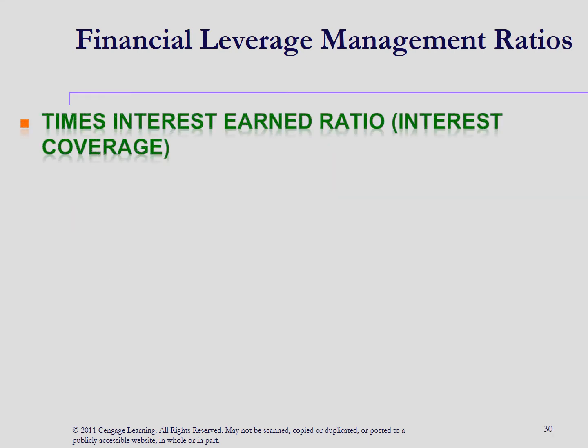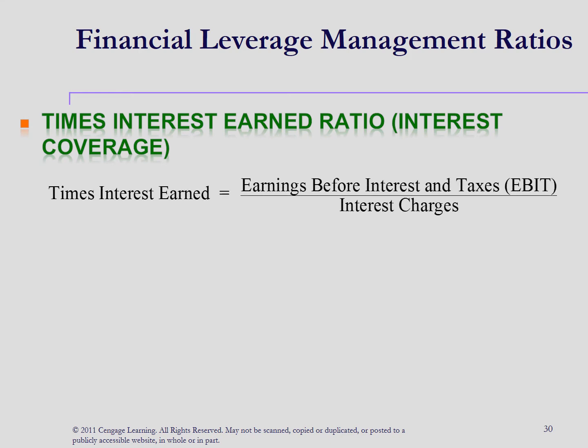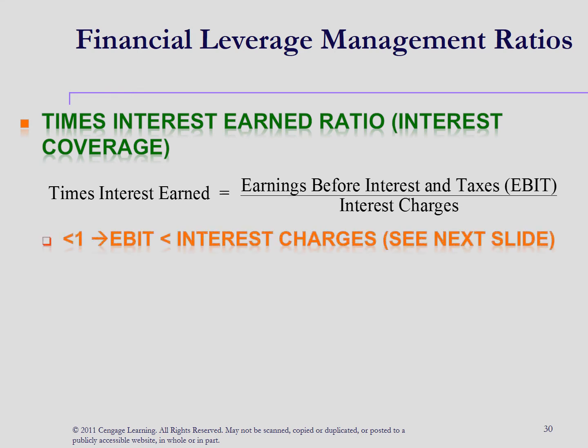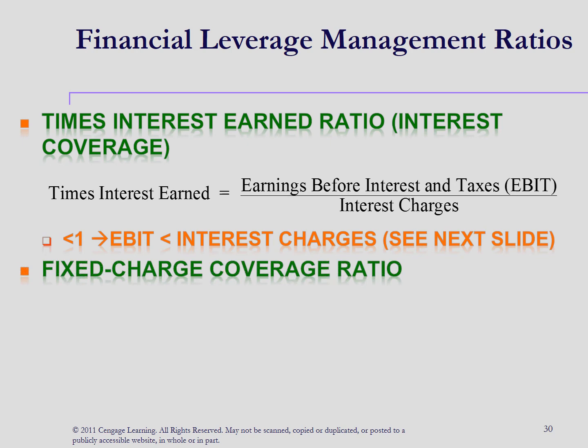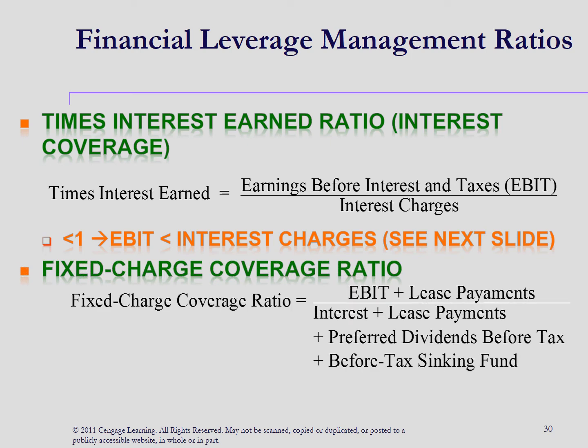Times interest earned ratio, interest coverage. Times interest earned ratio is defined as earnings before interest and taxes divided by interest charges. If times interest earned ratio is less than 1, it means earnings before interest and taxes are less than interest charges. That is, a firm does not generate sufficient earnings to honor its interest charges. Fixed charge coverage ratio. The formula for fixed charge coverage ratio is provided here. It shows a firm's ability to honor its fixed charges.